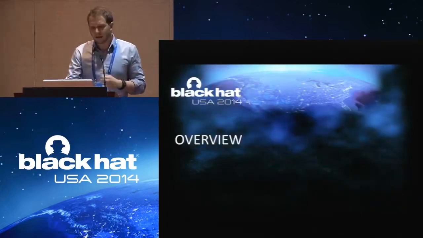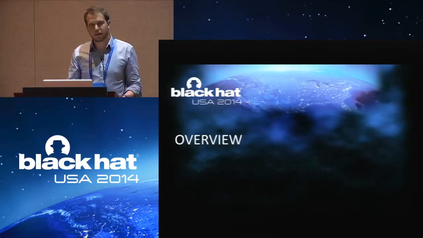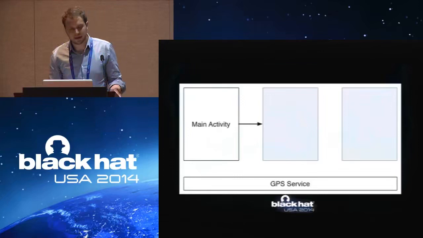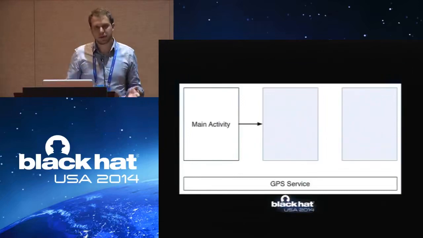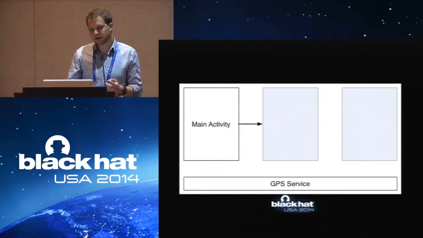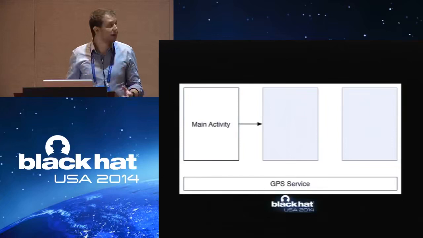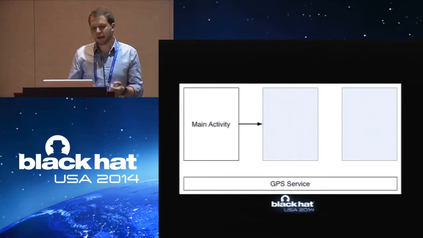A little bit of information about Android components. Android applications are built up mainly of two components: activities and services. These two components talk to each other by exchanging messages, intent messages. In this figure, the black arrow is, for example, one intent message.